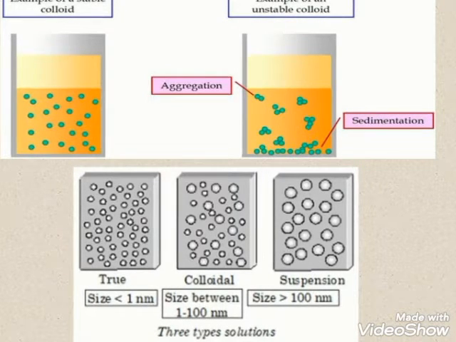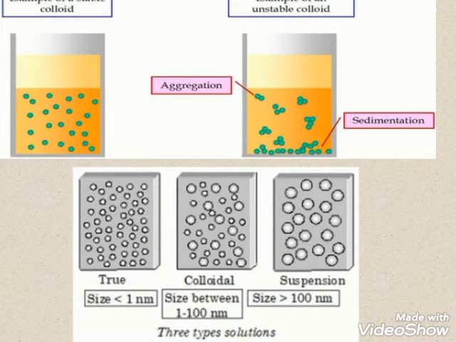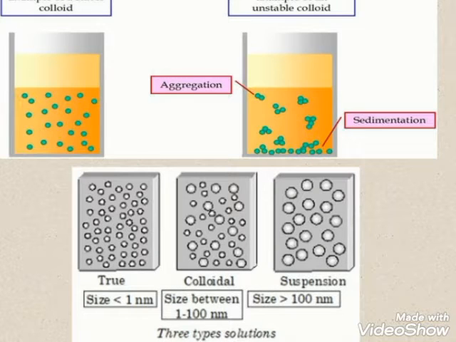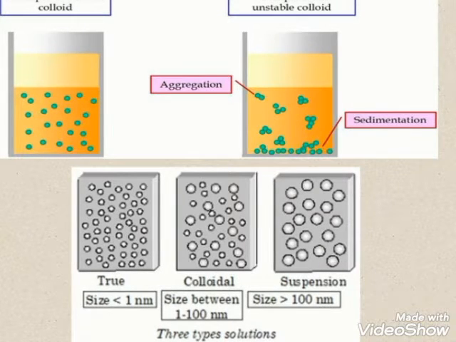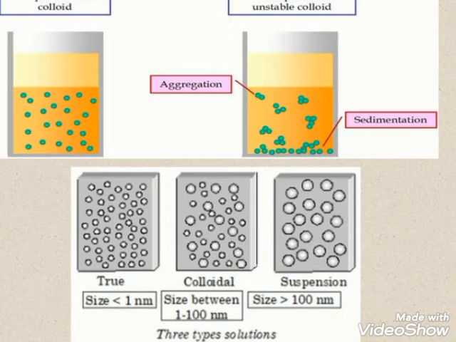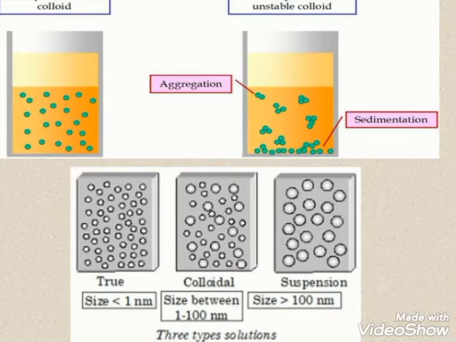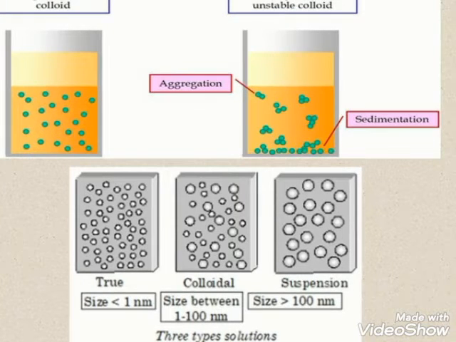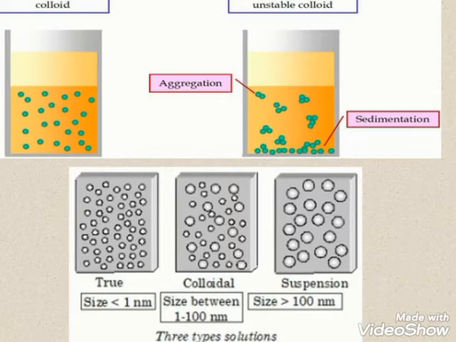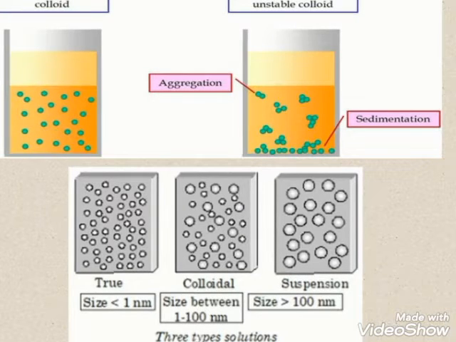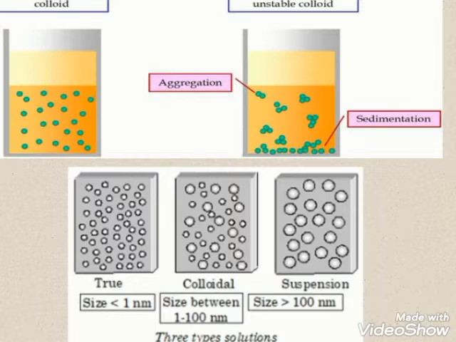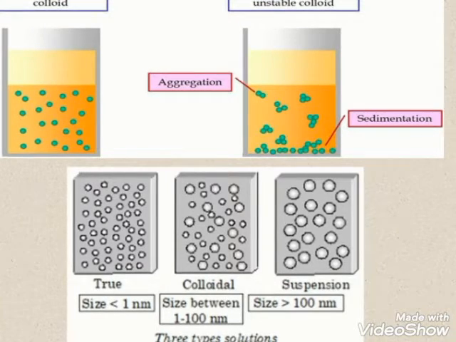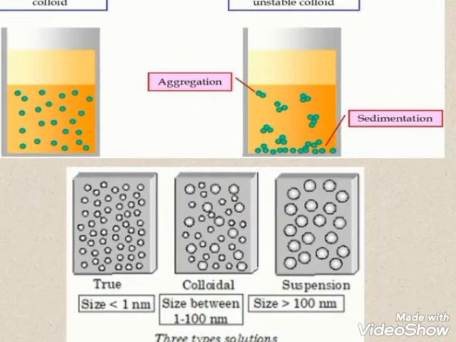Stable colloids do not form aggregates and they are dispersed uniformly throughout, whereas in case of unstable colloids, as you can see, there are aggregates which sediment at the bottom of the test tube. So basing on the particle size, we can classify into true solution where the size of the particle is less than 1 nm, so they cannot be filtered out. Colloidal particles stand in the middle where the particle size is between 1 to 100 nm, whereas in case of suspension, the particles are more than 100 nm. That means in case of suspension, the particles do not dissolve in the particular solvent at all.